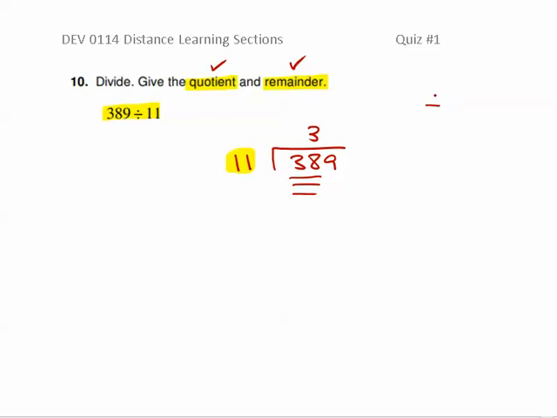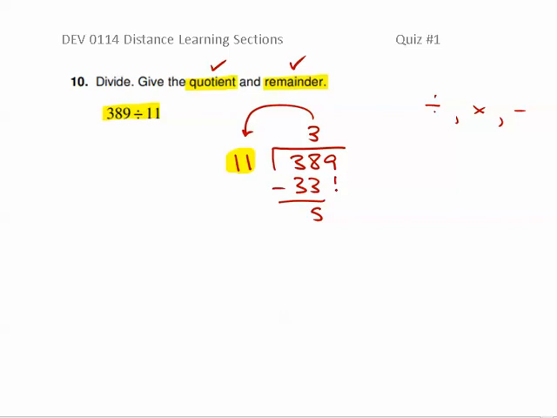So we just divided. Next, we multiply. We're going to take that 11, multiply by the 3, and that's going to give us 33. So we write down 33. The next step is to subtract. So we need to subtract 33 from 38. So we have 8 minus 3 is 5. 3 minus 3 is 0, so we just leave it like this.